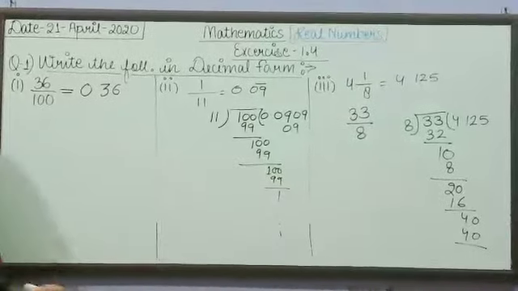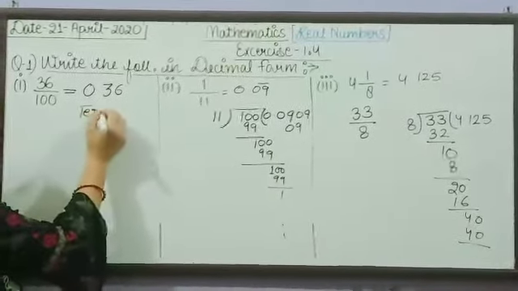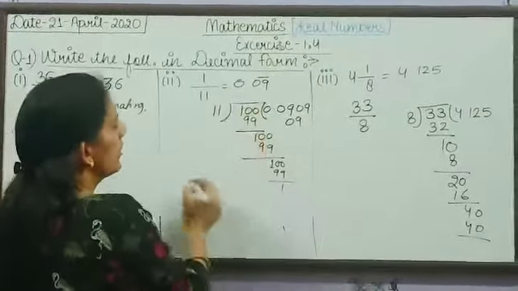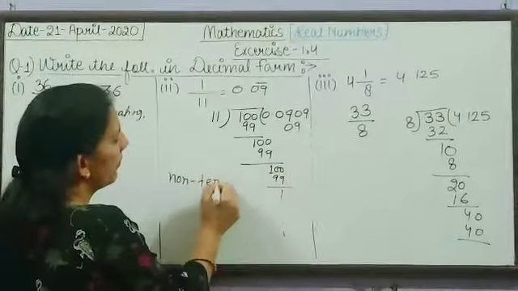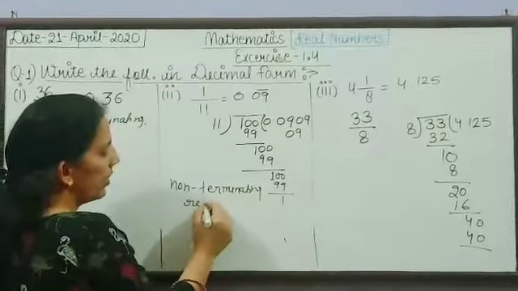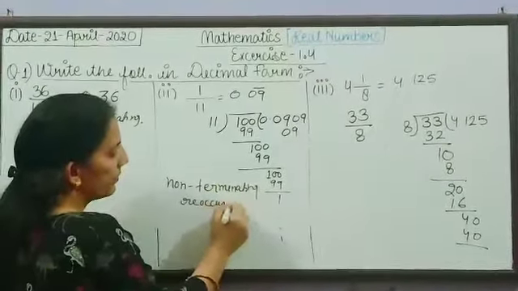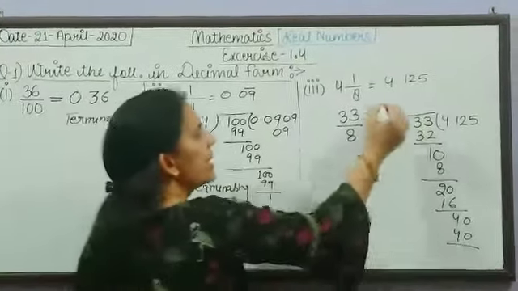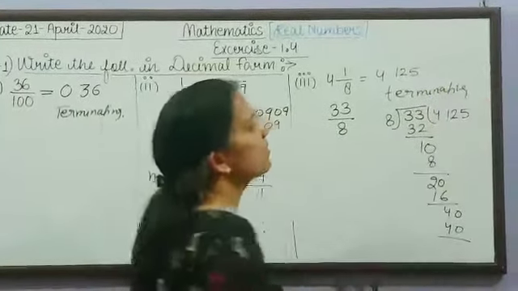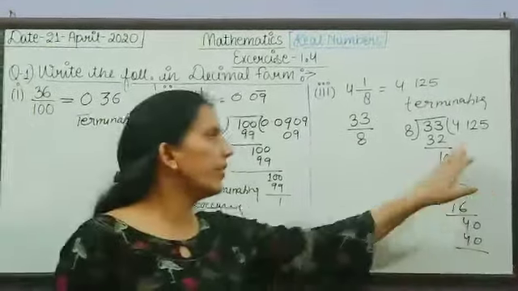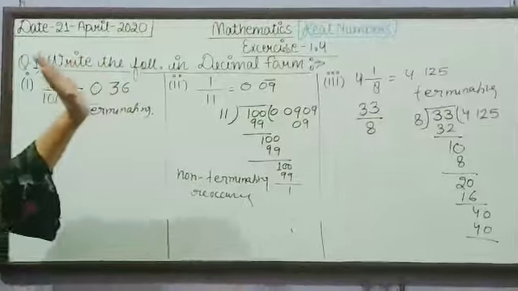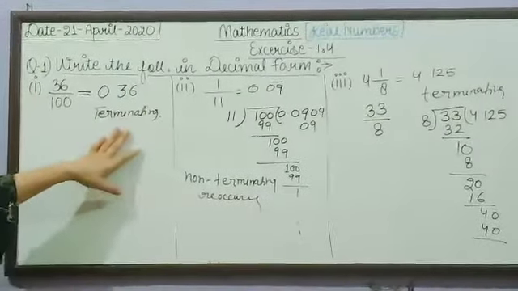You must be aware that this is terminating. This is terminating. This is non-terminating, reoccurring. Reoccurring expansion. And last again, terminating. Terminating means which terminates after some of the digits of decimal. It is terminating, it is non-terminating, reoccurring, it is also terminating.